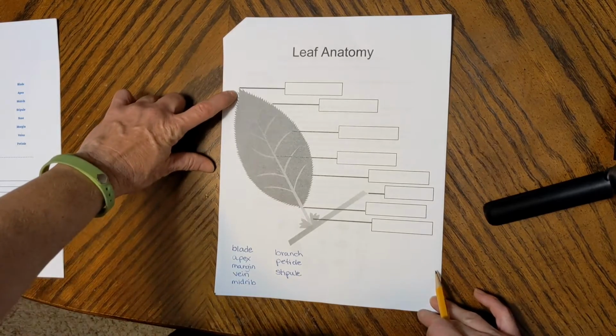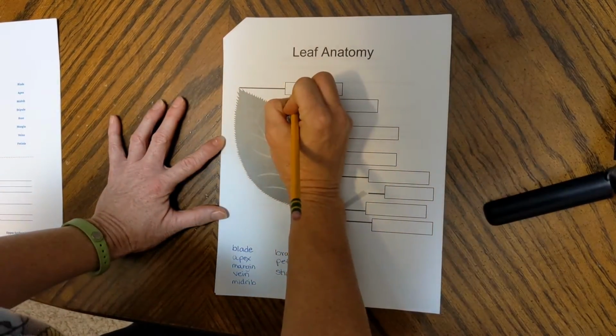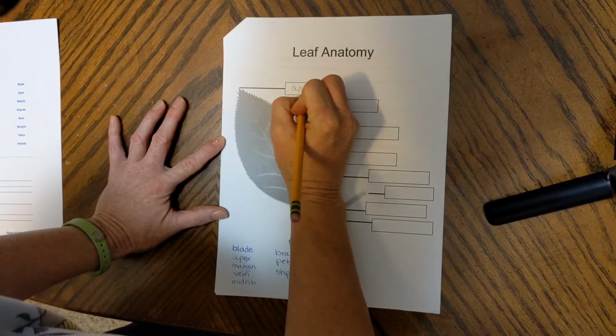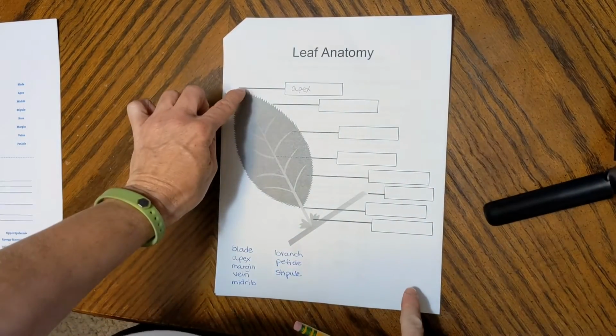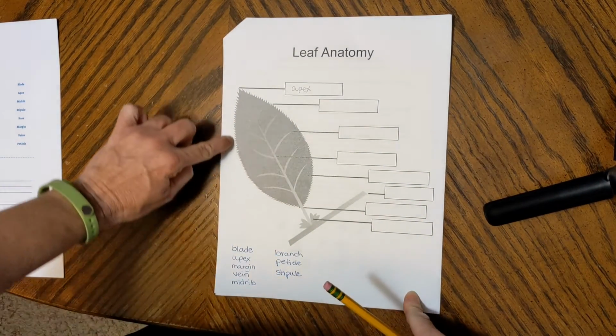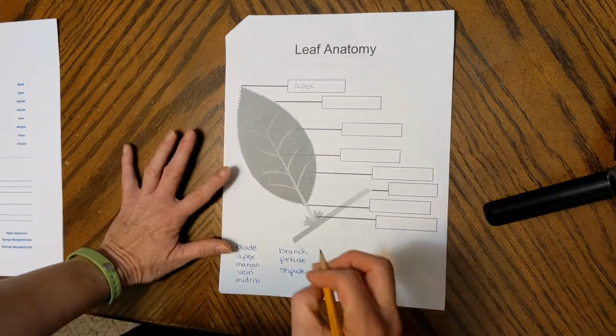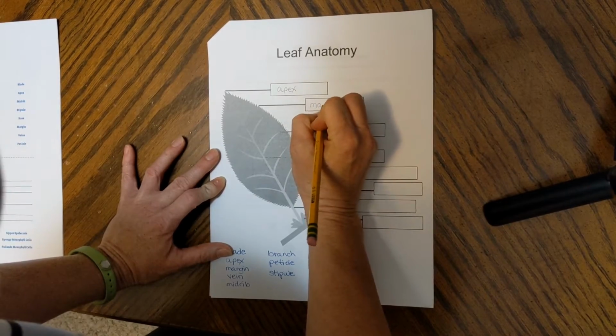And this right up here at the tip is called the apex, A-P-E-X. And then the edge of a leaf, right here on this one, it's sort of spiky. The edge is called the margin. So we're going to write margin here, M-A-R-G-I-N.